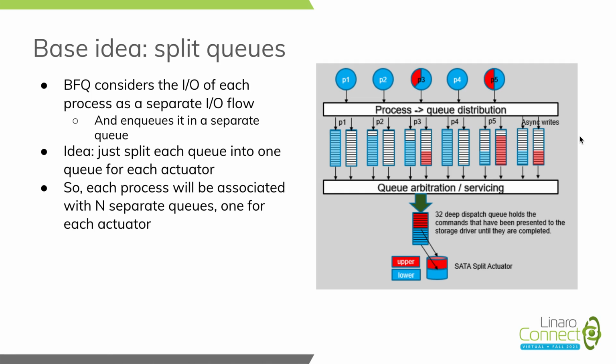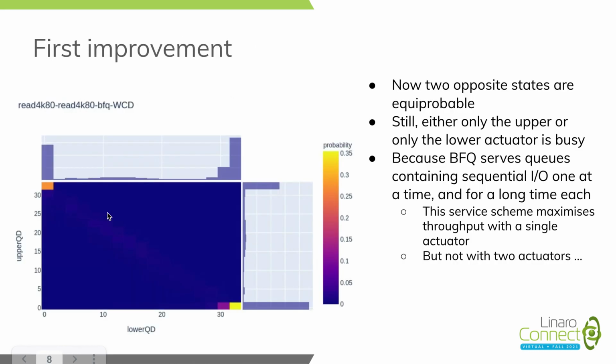That's it. So in blue here we have requests for the lower actuator, in red the requests for the upper actuator. If some process generates requests for both actuators, then some of these requests will be in one of the two queues, the other ones in the other queue of the process. In general, if we have n actuators, each process will be associated with n queues. And this is our first improvement, because this is how, for the same workload, the heat map changes.